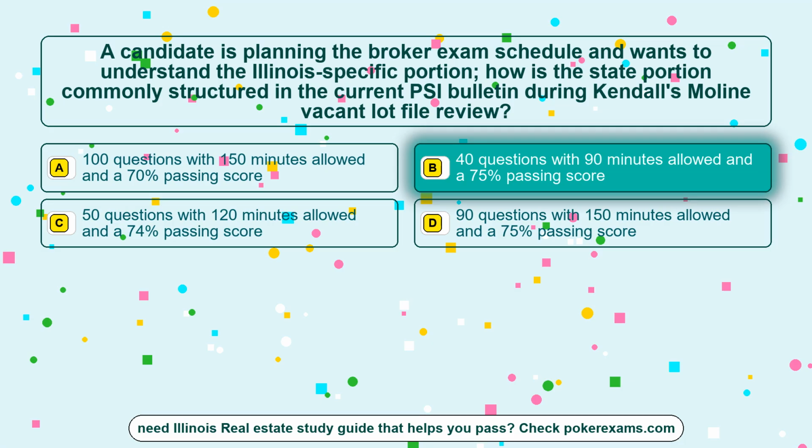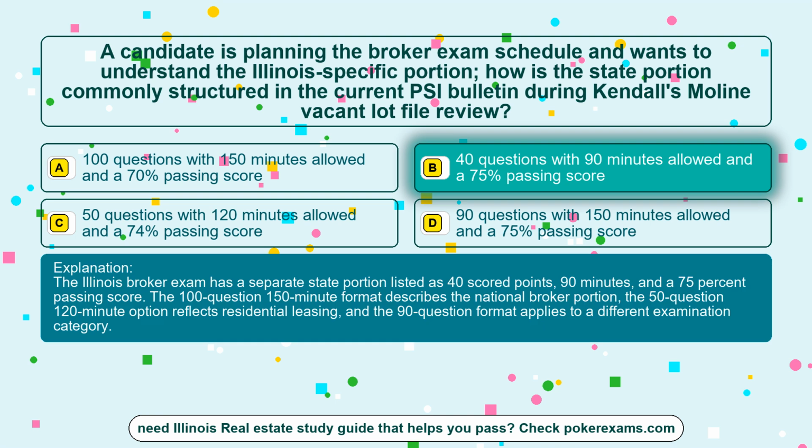The correct answer is option B, 40 questions with 90 minutes allowed and a 75% passing score. The Illinois broker exam has a separate state portion listed as 40 scored points, 90 minutes, and a 75% passing score. The 100-question 150-minute format describes the national broker portion. The 50-question 120-minute option reflects residential leasing, and the 90-question format applies to a different examination category.